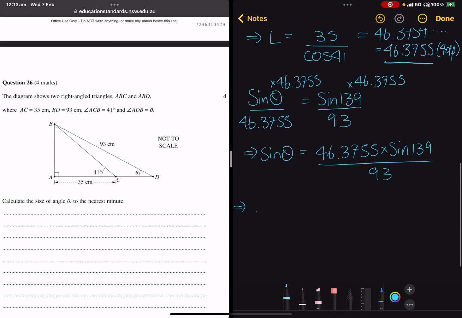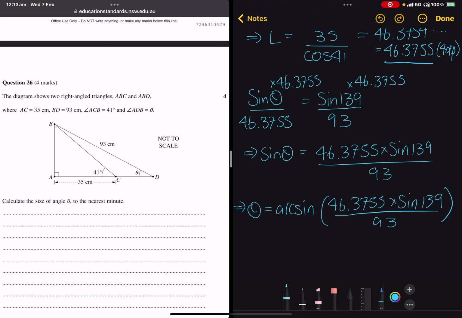If I take the arc sine of both sides, I get theta is arc sine of 46.3755 times sine of 139 divided by 93. It's best to leave it in this form until we're evaluating it. It's better not to decimal approximate this expression if you can avoid it. So this implies theta is equal to, shift sine on the calculator. Make sure your calculator is in degrees mode if you're going to do this. Make sure it's not in radians mode by accident. 46.3755 times sine of 139 divided by 93.